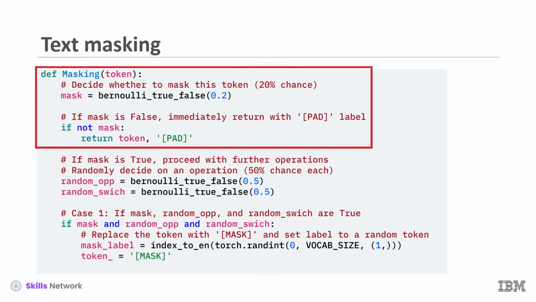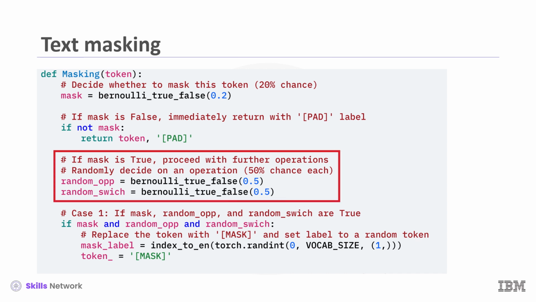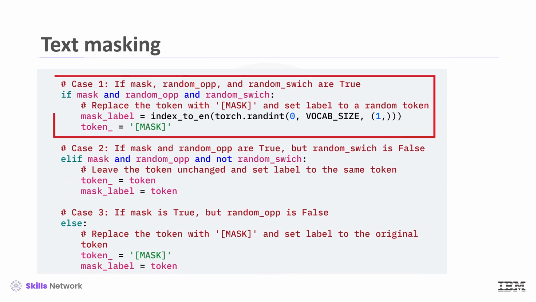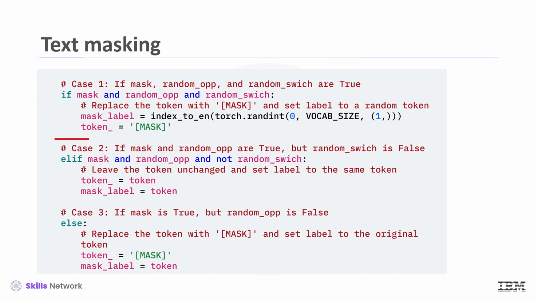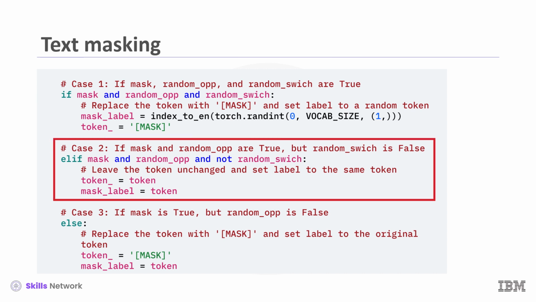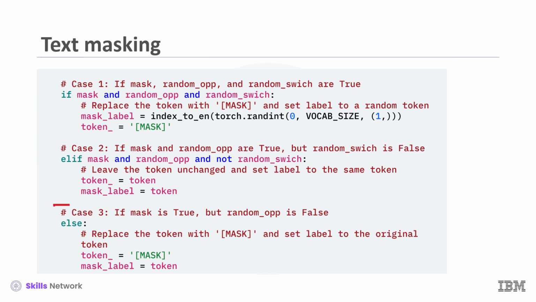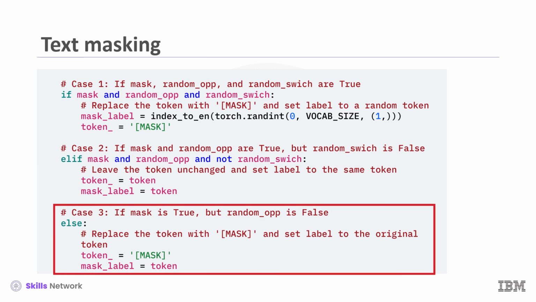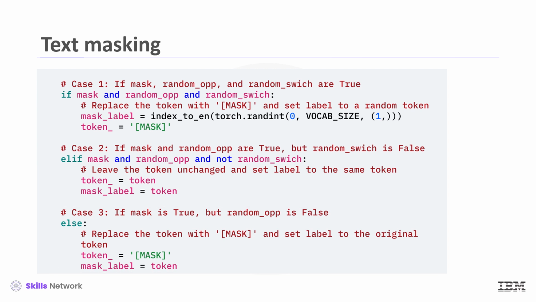The masking function is used to perform masking operations on tokens. It takes a token as input and decides whether to mask it. If the mask is false, the function immediately returns the original token with a pad label. If the mask is true, the function randomly selects an operation with a 50% chance for each option. In case 1, the token is replaced with mask, and the label is set to a random token from the vocabulary. In case 2, the token remains unchanged, and the label is set to the same token. In case 3, the token is replaced with mask, and the label is set to the original token. The function then returns the modified token and its label.